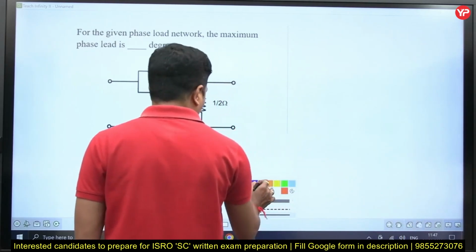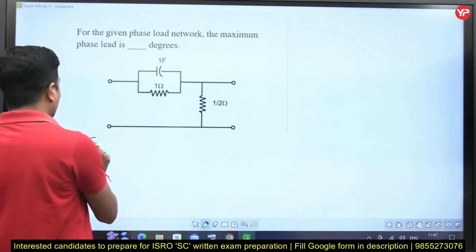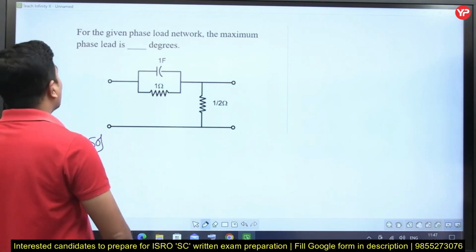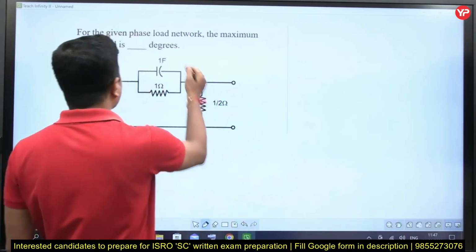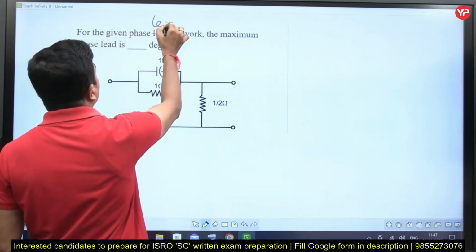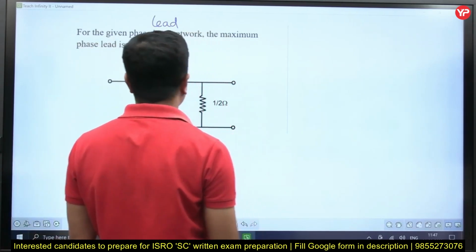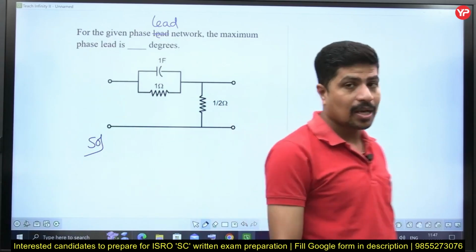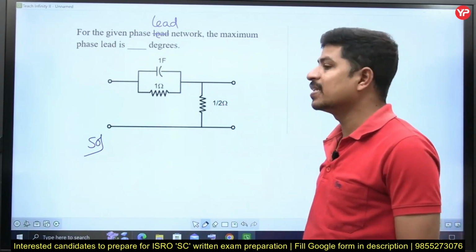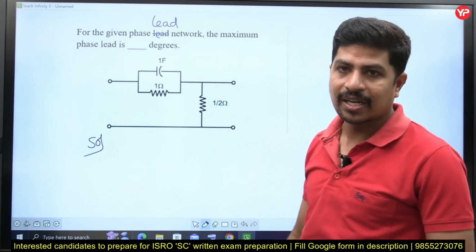There are some formulae. I'll take up those formulas also. Read the question carefully. What he is saying is, for the given phase lead network, so this is not lag, it is lead, L-E-A-D, phase lead network, the maximum phase lead is dash degrees. He is asking about the maximum phase lead. First of all, this is a standard phase lead network.